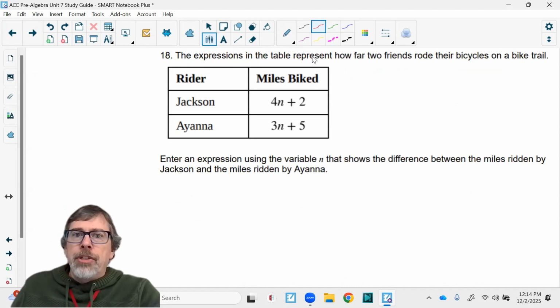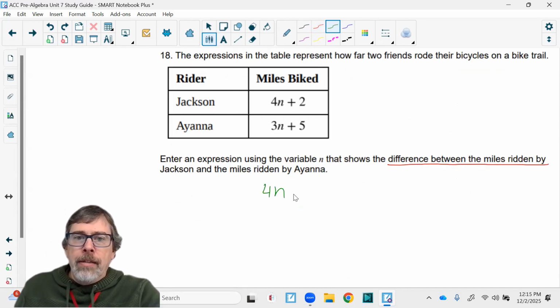18. The expression in the table represents how far two friends rode their bikes on a bike trail. Jackson and Ayana, miles ridden in terms of n. Enter an expression using the variable n that shows the difference between miles ridden by them. So it's subtraction. So it's 4n plus 2 minus 3n plus 5. So I'm subtracting this whole thing, right? So it's 2 minus 5, which is negative 3, and 4n minus 3n is 1n or just n. So the answer is n minus 3.